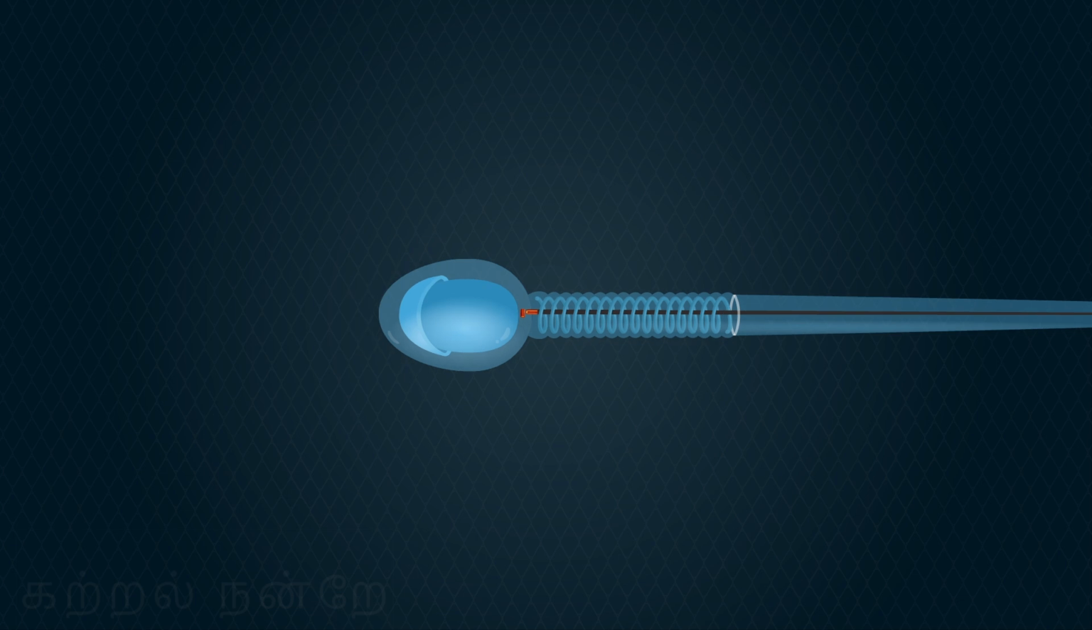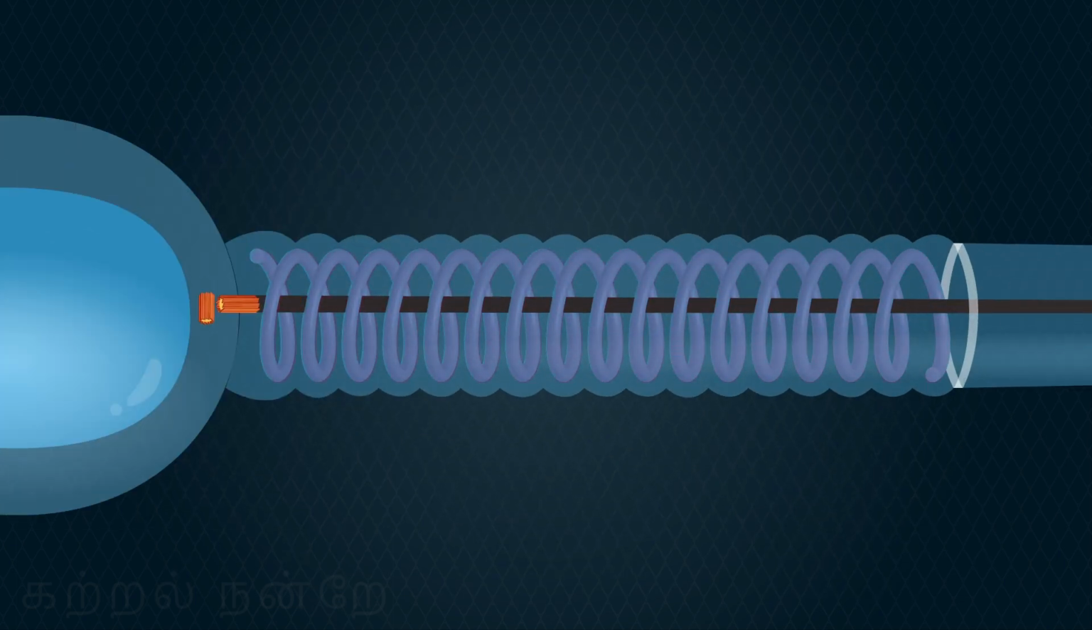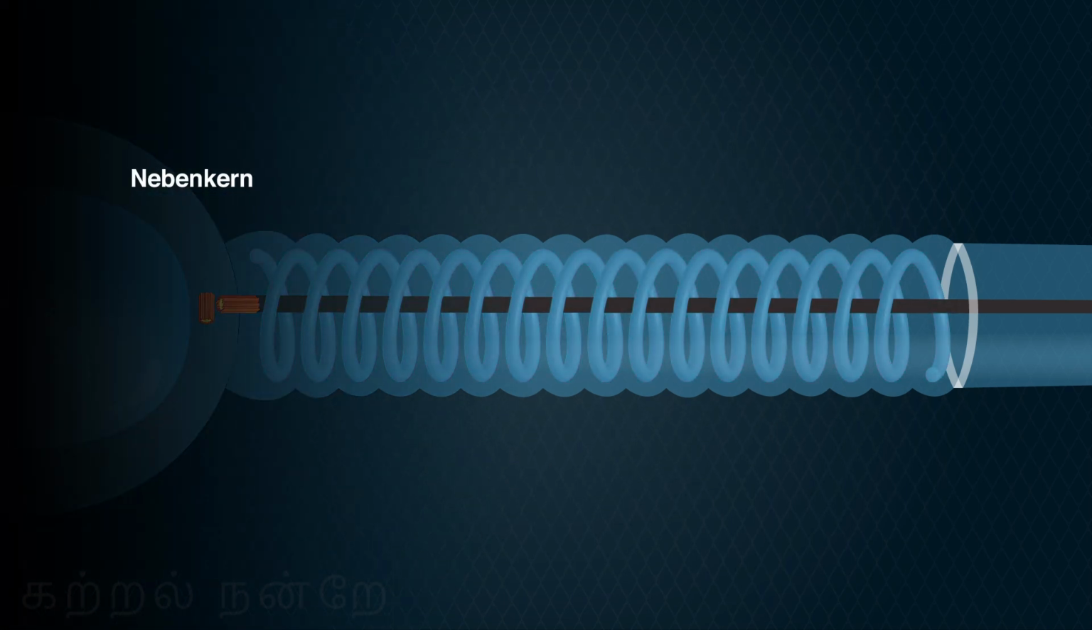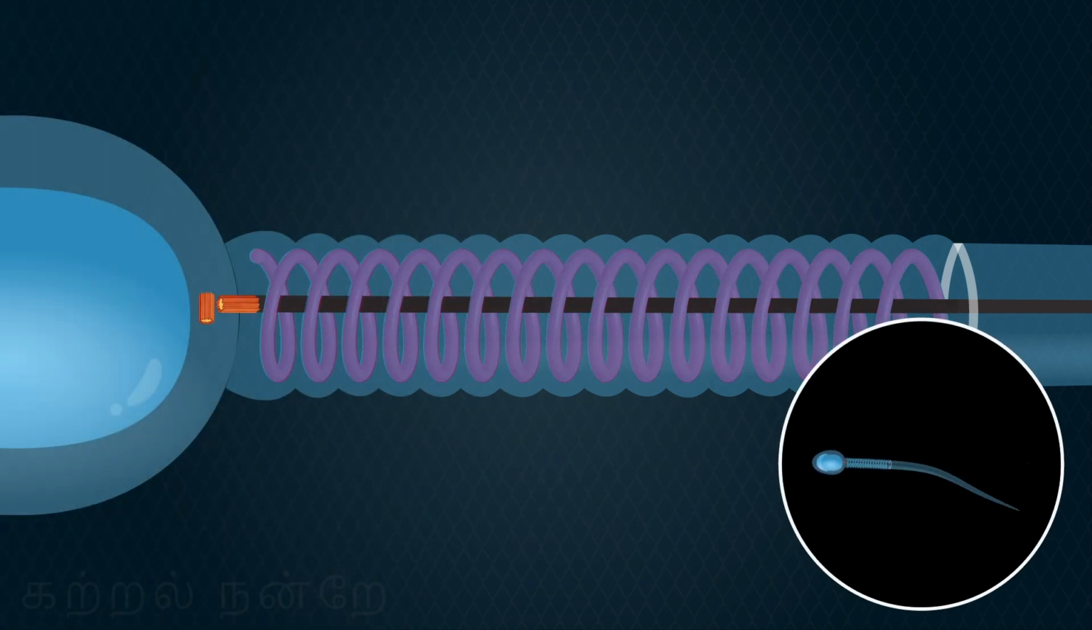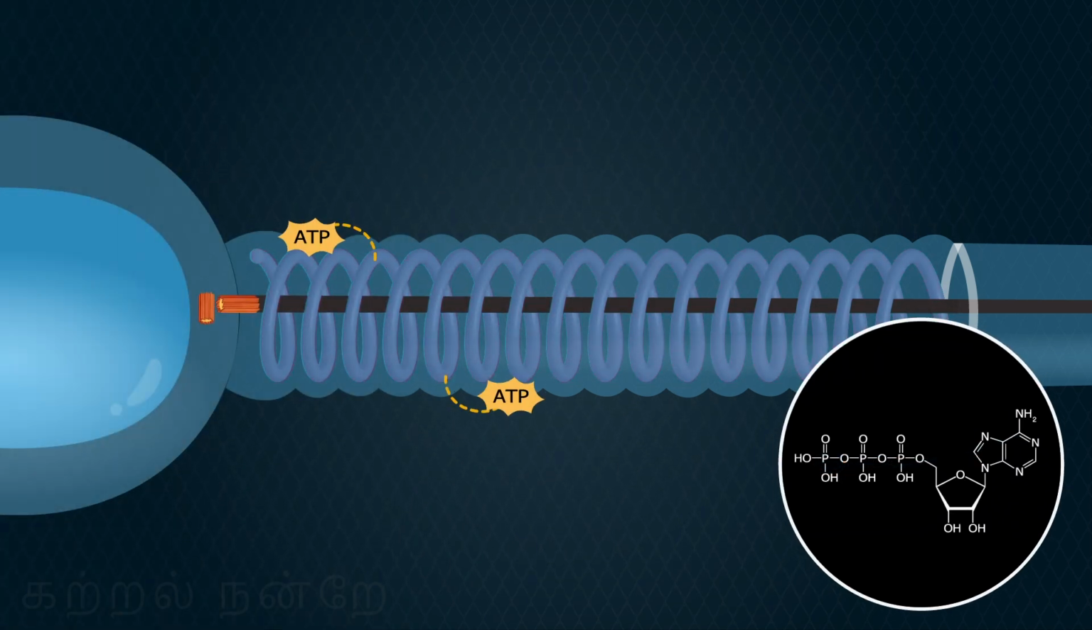Surrounding the axial filament in the middle piece are mitochondria arranged in a spiral sheath. These are referred to as Nebenkern or mitochondrial spiral. These mitochondria generate the energy in the form of ATP required for the movement of the sperm cell.